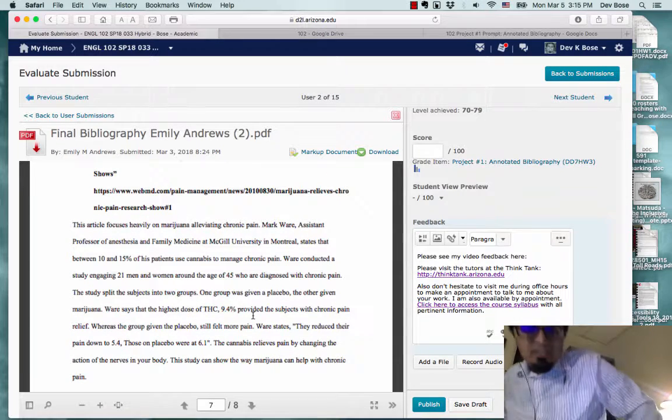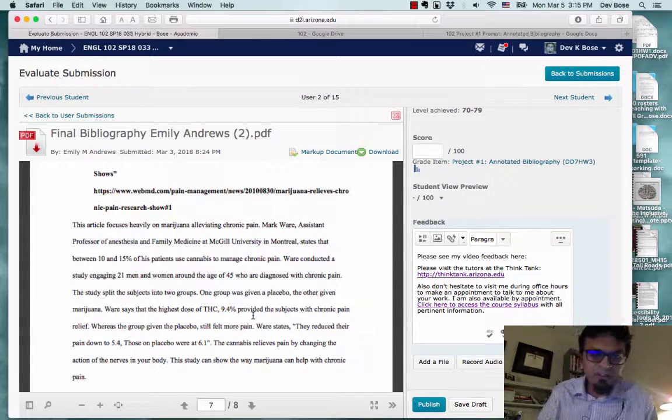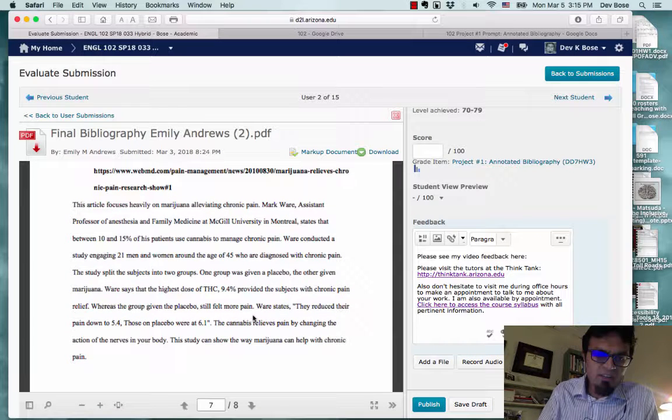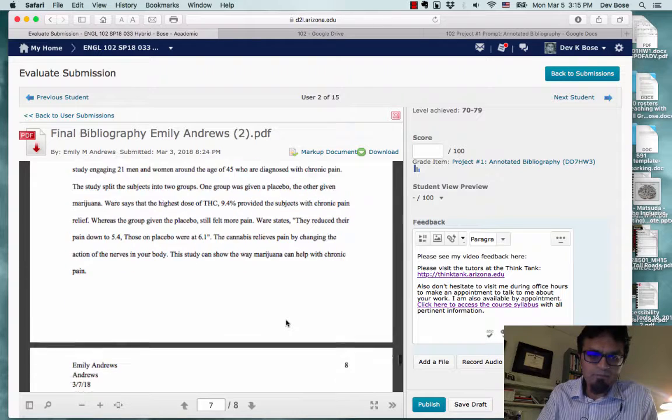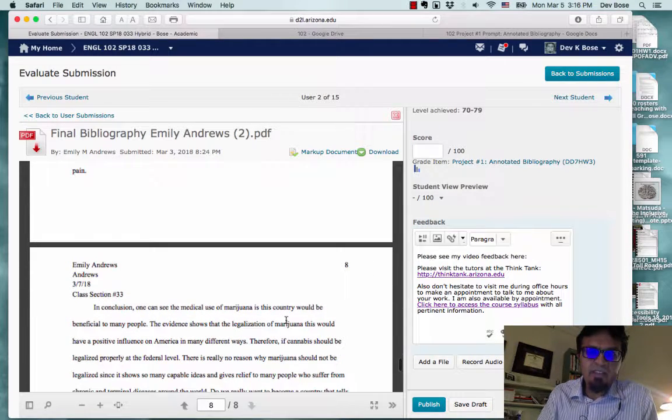In terms of consistency, some of your annotations are a little bit longer than others, and generally speaking, the long ones tend to be helpful. Okay, but again, we need to look for more. So what? Why does it matter?